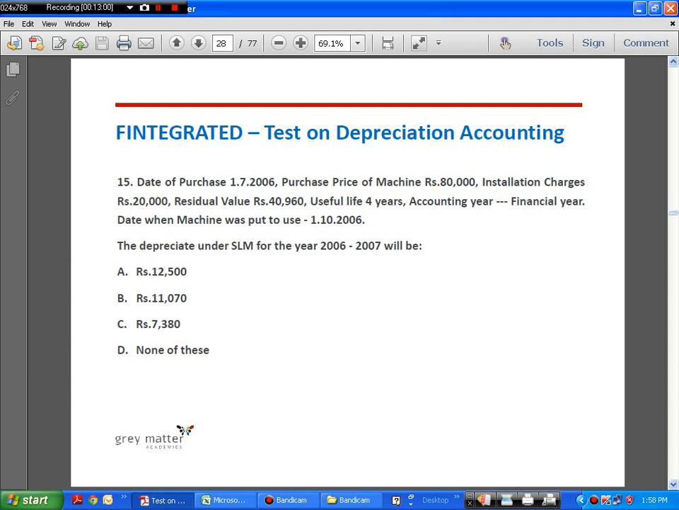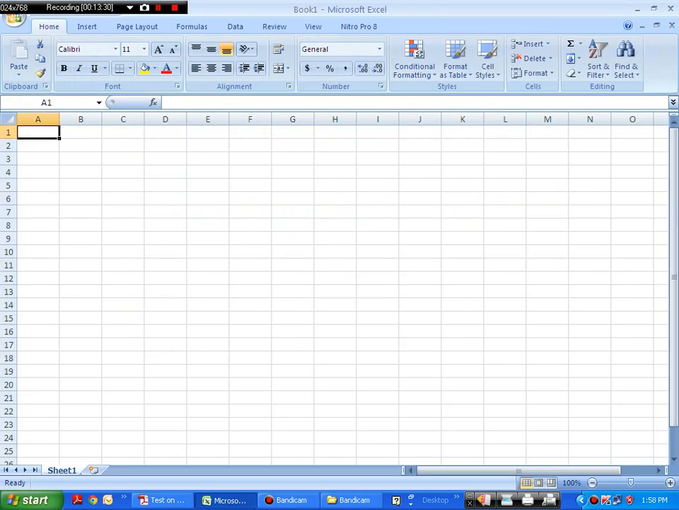So what we have to keep in mind here is we have to depreciate the asset from the date on which it was put to use. So we will depreciate the asset from 1/10/2006 to 31st March 2007 for the financial year ending 31st March 2007. So this asset is going to be depreciated for 6 months for FY 2007. Next is, what is going to be the depreciation charge? We know that the purchase price of the machine plus the installation charges is totally, it comes to 1 lakh.